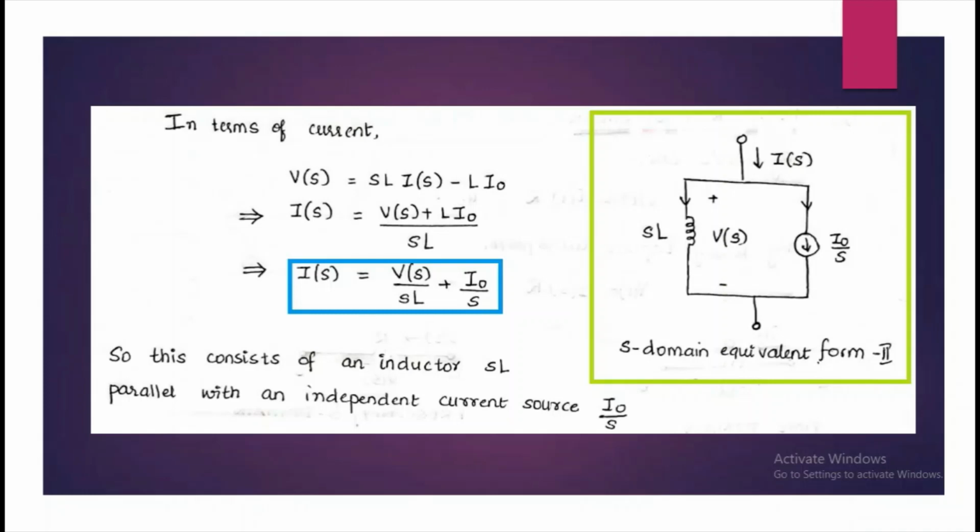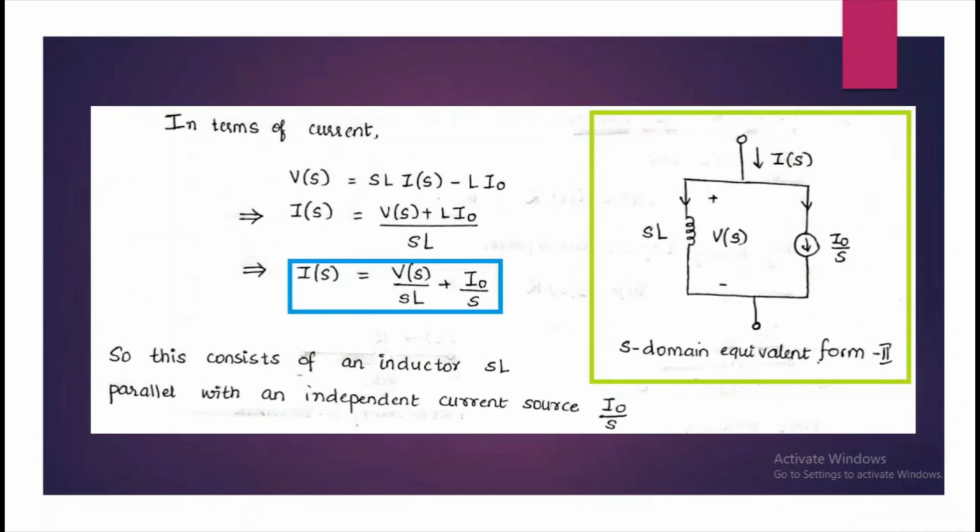Again, we can rearrange this equation in terms of current. So we get this equation. The current I(s) is split into two terms. One is the voltage V(s) divided by the inductance value, that is sL, plus there is another current source, that is I0 by s.